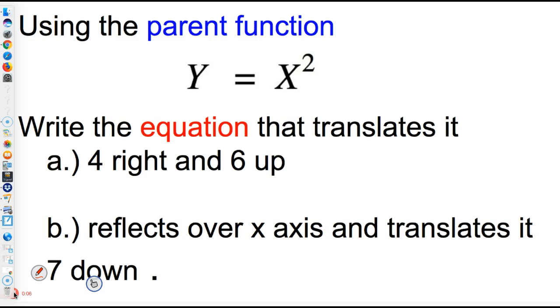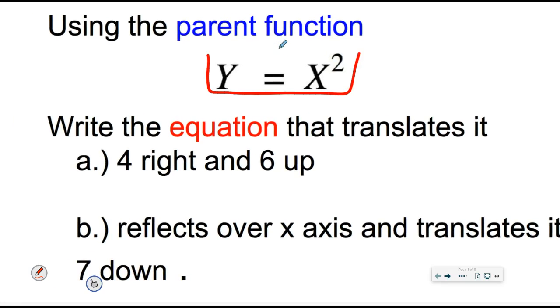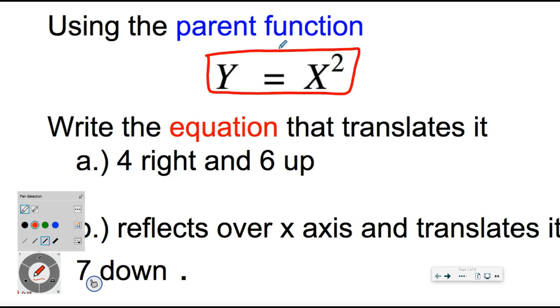So when you're given what we call a parent function, and you need to move it left or right, that has to do with the x. And think of the x-axis as going this way.